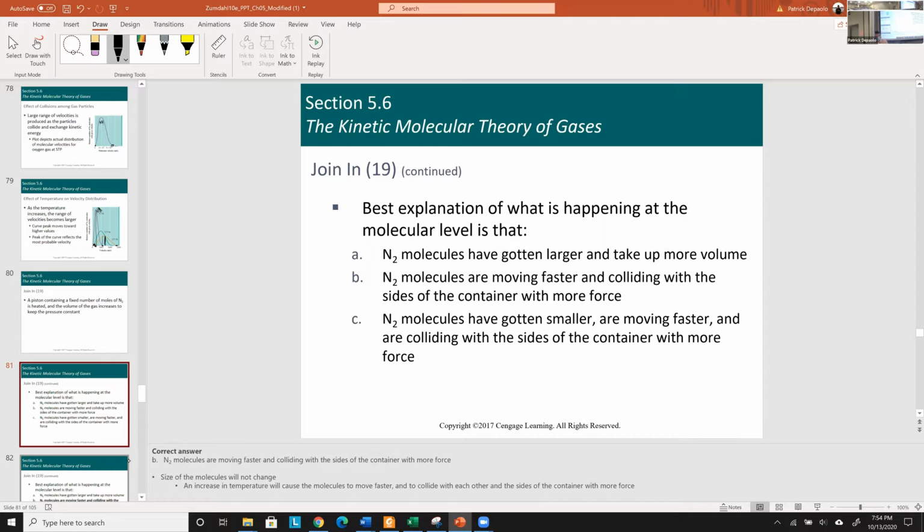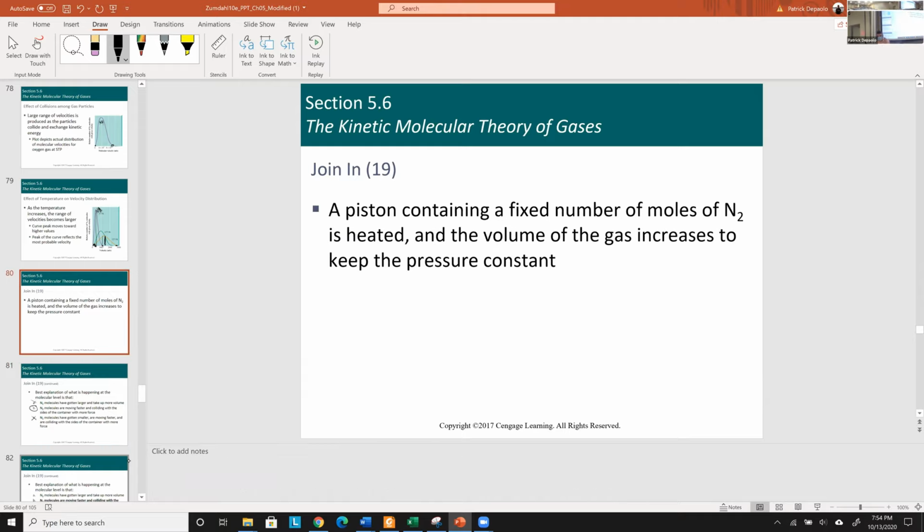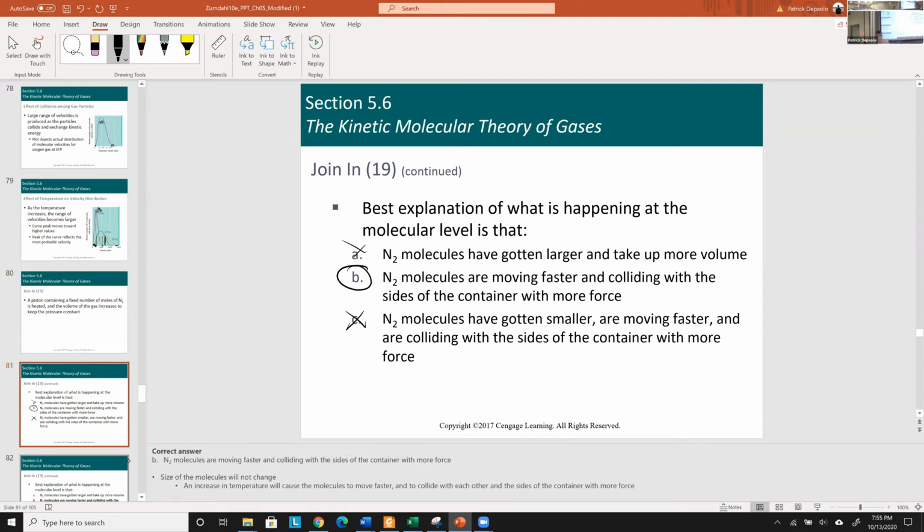Which one? B, yes. So the molecules don't get bigger or smaller. They could have picked better wrong answers, but whatever. So obviously it's not those, and it's B. In this case, when it's heated, the molecules move faster. The volume's increasing because the molecules are moving faster, putting more pressure on the outside container. In order to keep the pressure constant, the volume must increase to relieve that pressure.